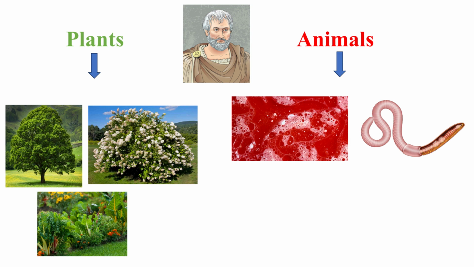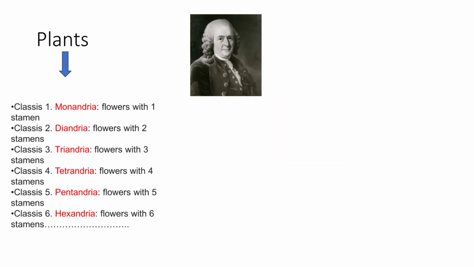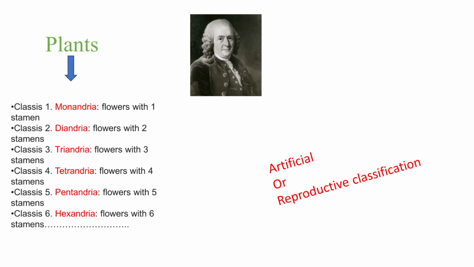Later, the scientist known as Carolus Linnaeus, father of taxonomy and binomial nomenclature, also divided plants into 24 categories, which were based on the number of stamens present in the flower. Like if the flower has a single stamen, all such plants are placed in a group called Monoandria. Just like that, the plants in which flowers have two stamens are placed in a group called Diandria, and so on. But this classification is totally based on the reproductive character. That's why it is known as the reproductive or artificial classification system.